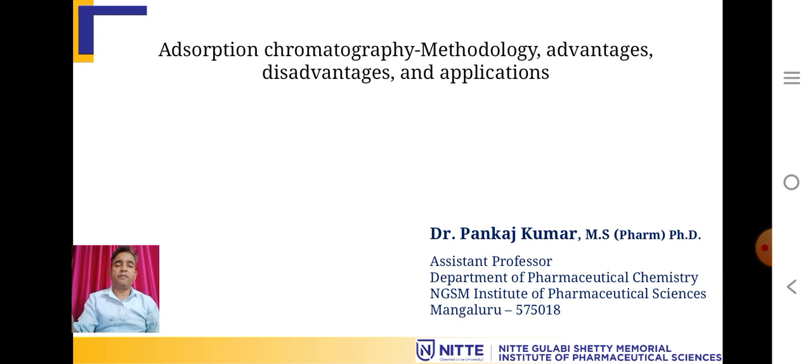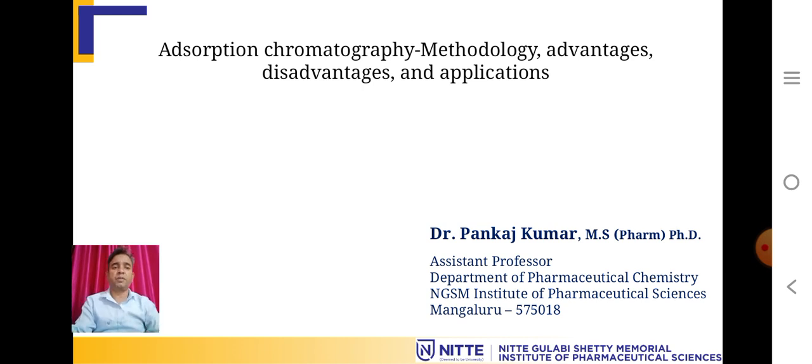adsorption chromatography. If you look into the science of adsorption chromatography, it is the oldest technique through which the separation of compounds was attained. This was the very first time that plant pigments were separated into different components by Tswett, and it gave its name to the science of chromatography. So let us see what happens in adsorption chromatography.